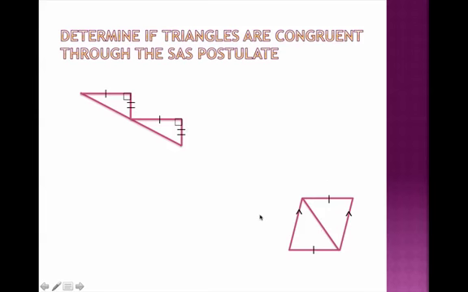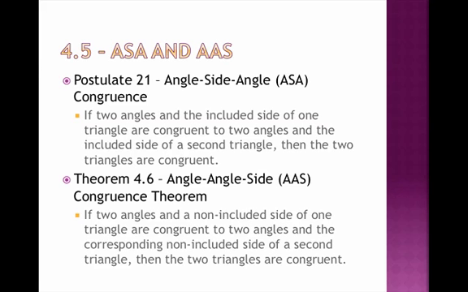All right, we're almost done. We have a couple more postulates and theorems, and then we're going to move on to one last type of proof, and it's a new kind of proof. So postulate 21 states our angle-side-angle congruence. So this says if two angles and the included side of one triangle are congruent to two angles and the included side of a second triangle, then those two triangles are congruent.